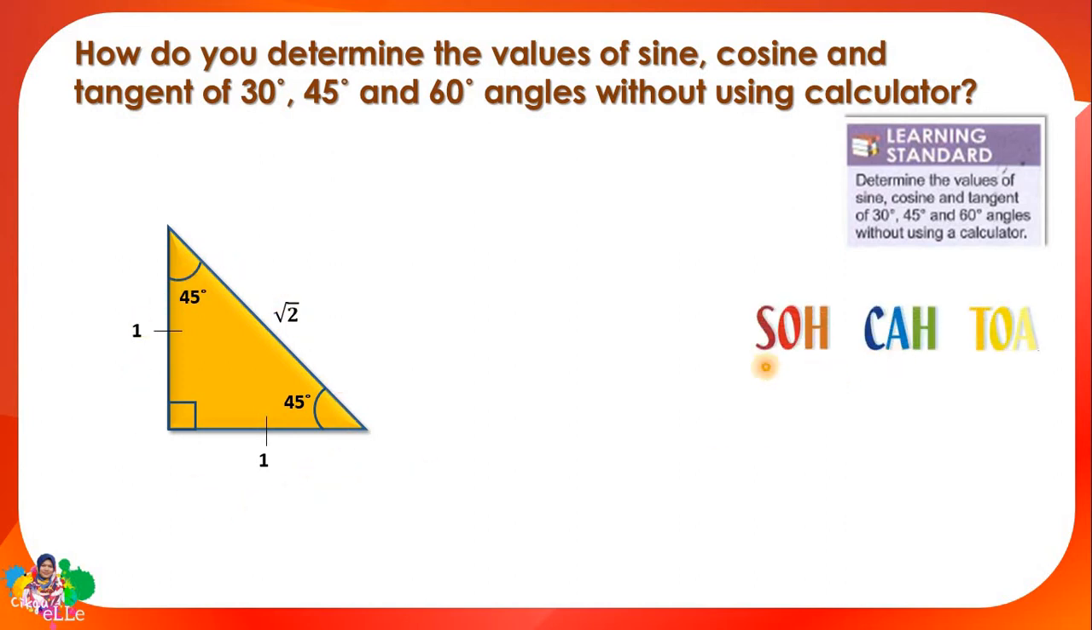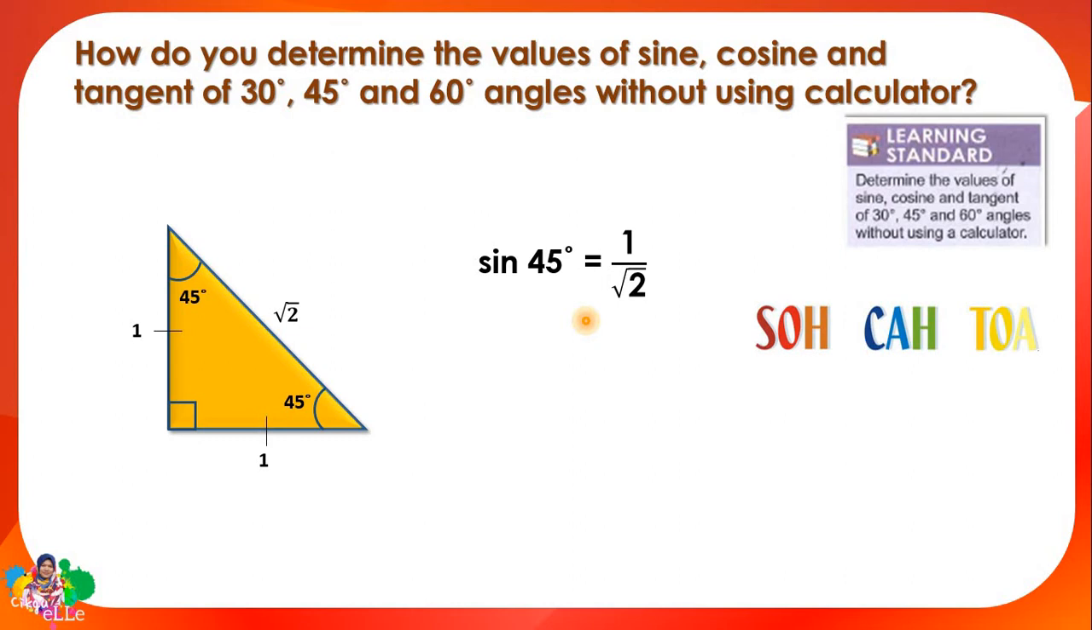Okay, remember the formula SOHCAHTOA. So to find sine, you can refer to any angle because this one has the same value. Let's say you look at this angle, 45 degrees. Sine is opposite over hypotenuse, so you get sine 45 equals 1 over square root 2. Okay, this one is the value. In this case, you cannot use calculator.